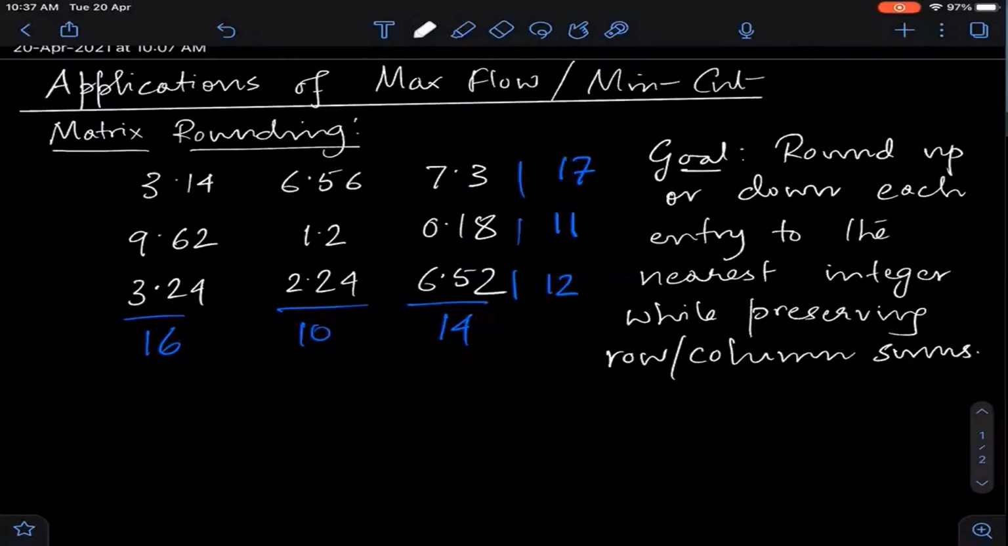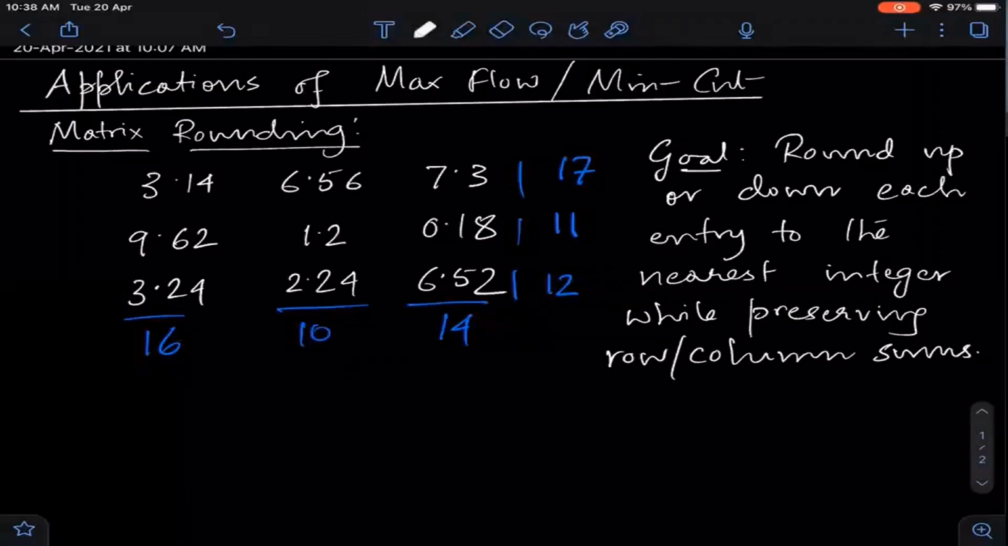So for example, if the row sum is 17.2, then you can round up the row sum to at most 18, or you can round down to at least 17. Okay. So that's a slightly more general version of the problem that can also be solved using very similar techniques. But just to keep the thing simple, I'm deliberately using the example where the sums are integers. Okay. So is the problem clear to everyone?